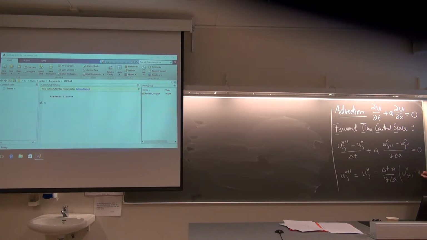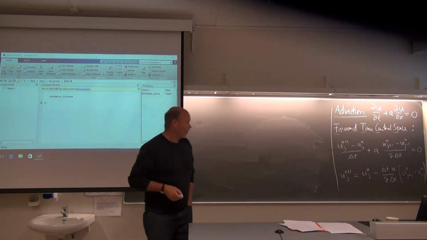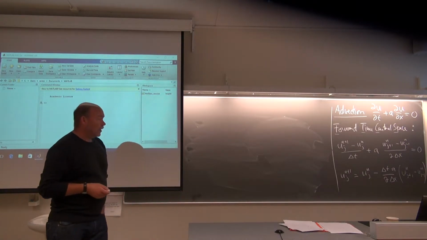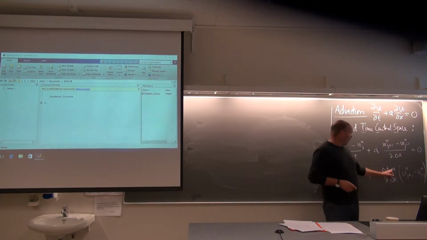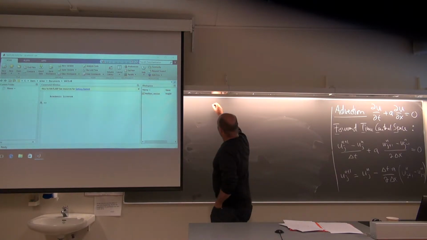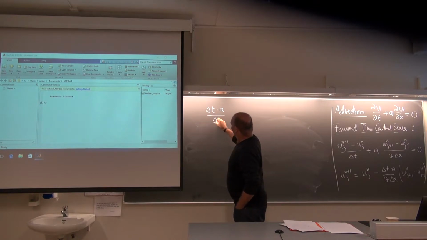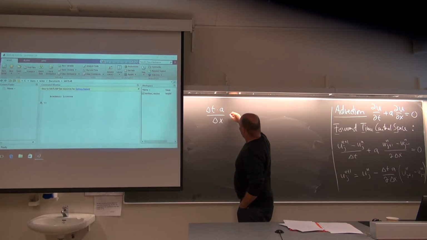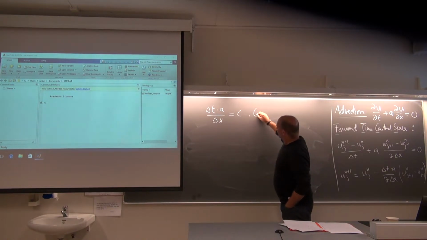And minus uj minus 1. There we have it. Now, delta t multiplied with a divided by delta x, that one is quite famous. So delta t multiplied with a over delta x, we call it c. This is the Courant number.